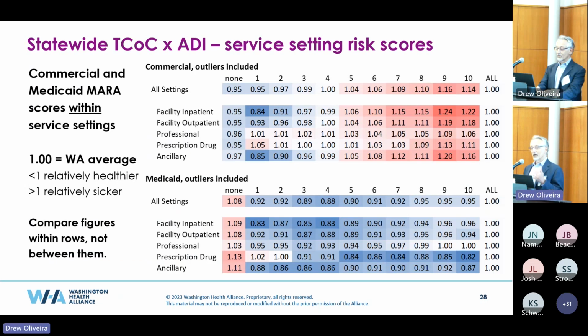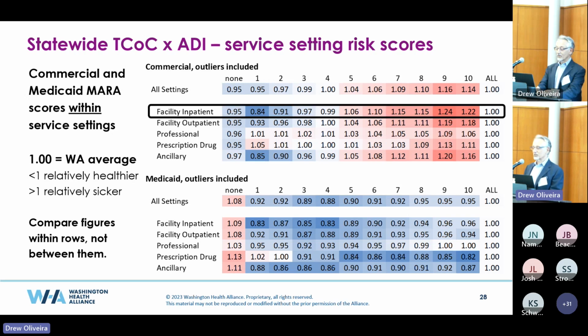Then when we look at a little bit of both, so this is trying to look at both of those areas, commercial and Medicaid, what happens from a risk score standpoint. On the commercial side, it looks pretty clear. As you move from left to right, those risk scores continue to go up. When you look at inpatient facility, those go up 20+%.